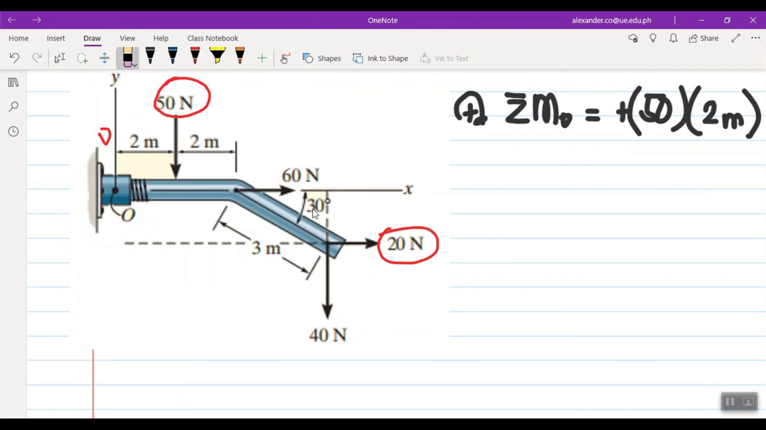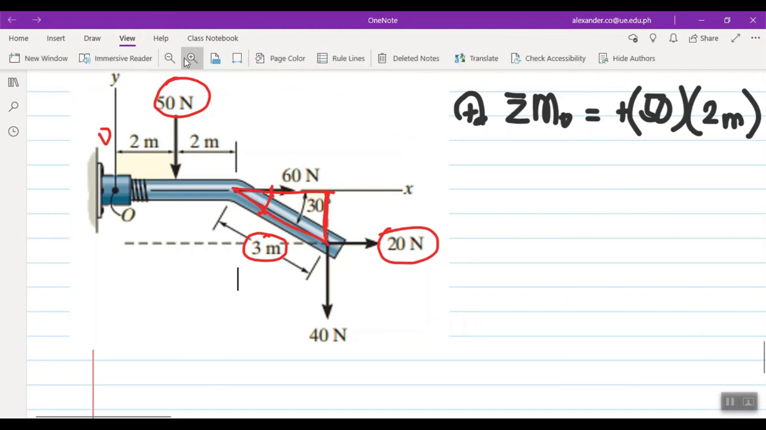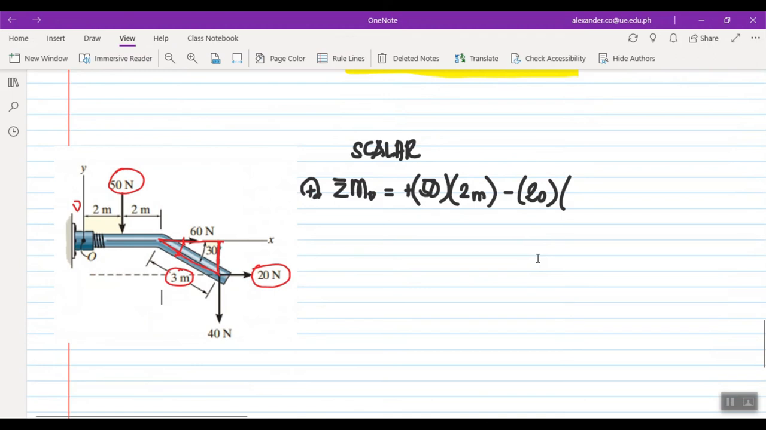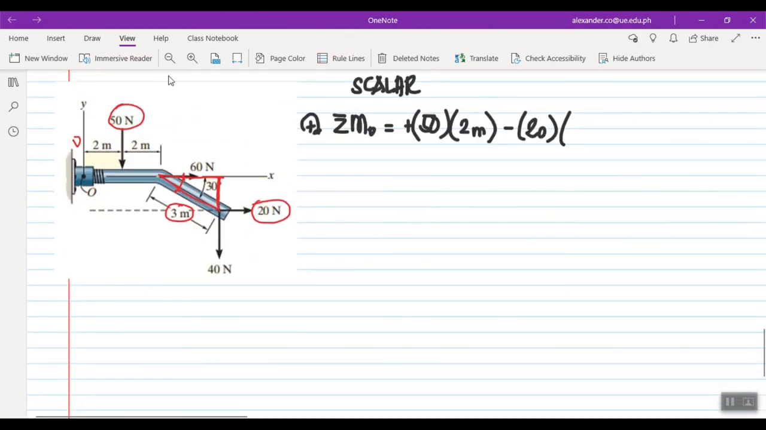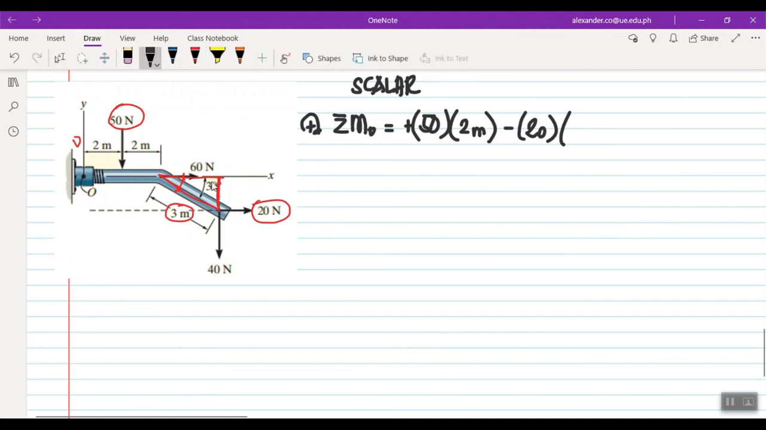Itong distance niya. Kaya lang, it's a triangle. Ngayon, may 30 degrees. So, ilan to? That will be 60 sine. Ah, hindi. This one. 3 sine 30 degrees, di ba? So, yun ha. That's 3 sine 30 degrees. Sorry. Ayan. Okay, hindi naman siguro kayo nalito. So, ang lever arm niyan, this one, ito, is 3 sine 30 degrees.